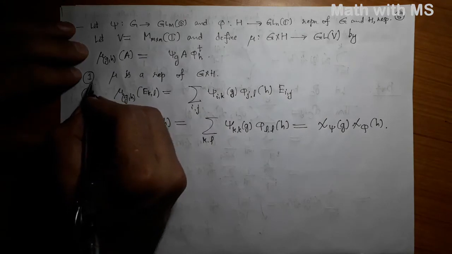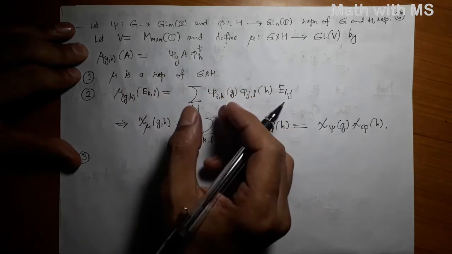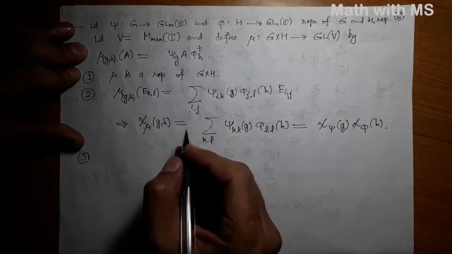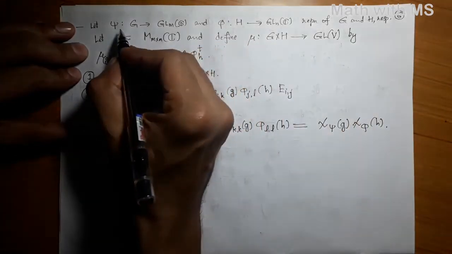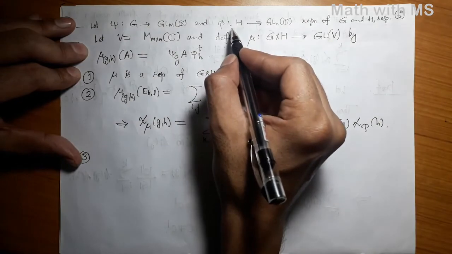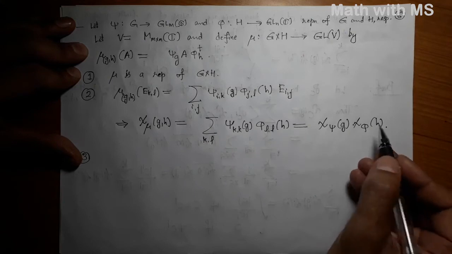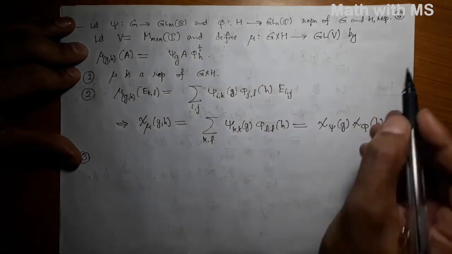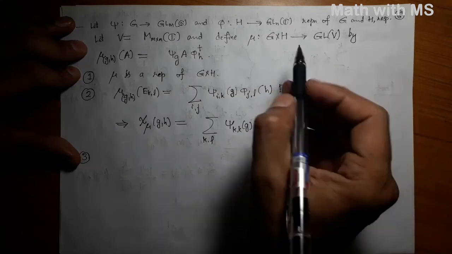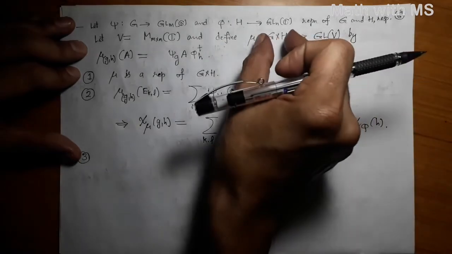So the first observation is that mu is a representation of G cross H, that is, mu is a group homomorphism. The proof is exactly the same as in the preceding example, so I will skip it. Secondly, my claim is that if you look at the characters of psi, that is chi_psi, and the character of phi, chi_phi, and you look at their pointwise product, namely chi_psi(G) into chi_phi(H), this defines a map from the product G cross H into C. My claim is that this complex valued function from G cross H to C can be realized as the character of some representation of G cross H.